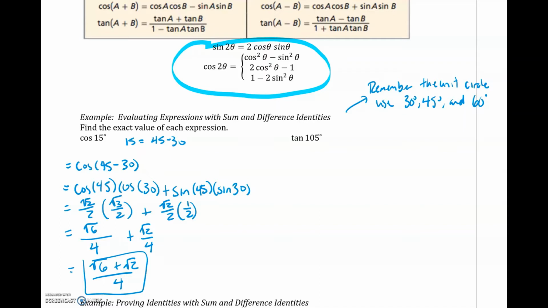We can go ahead and do tangent 105, same idea: break it up into some combination of adding or subtracting 30, 45, and 60, and then use that sum or difference identity depending on if you're adding or subtracting.